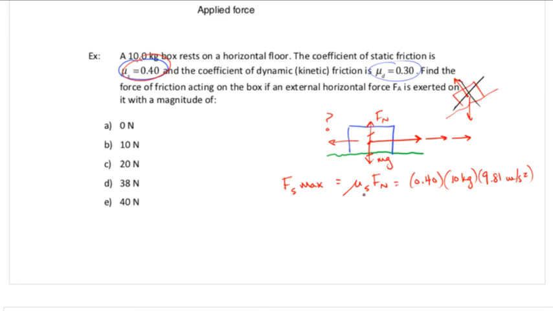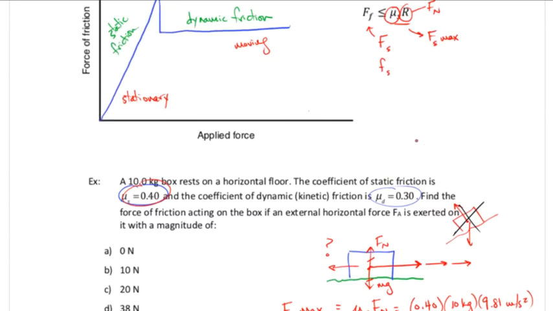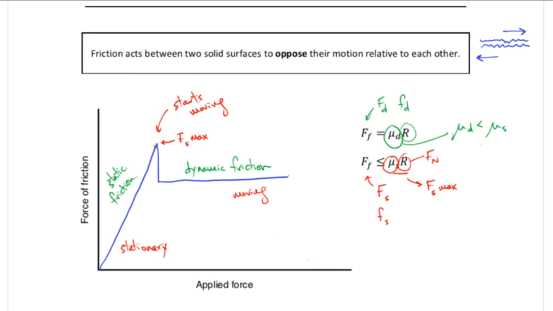Carrying on, if we calculate that out, we get 39.24 newtons, or to two significant figures, 39 newtons. That means that as I increase this force, the static frictional force can increase to a maximum of 39 newtons. That's going to be where this peak is right here at 39 newtons.